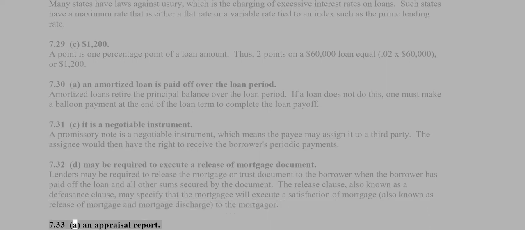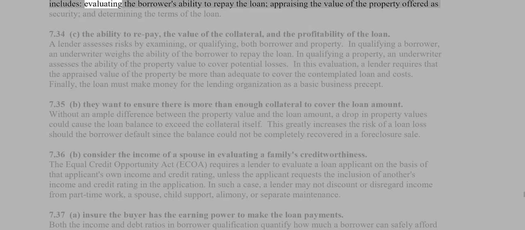7.33. A. An appraisal report. Loan underwriting is the process of assessing the lender's risk in giving a loan. Mortgage underwriting includes evaluating the borrower's ability to repay the loan, appraising the value of the property offered as security, and determining the terms of the loan.